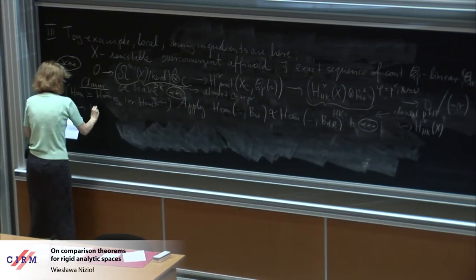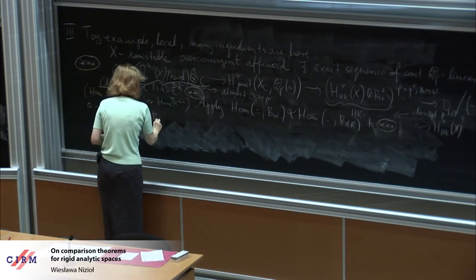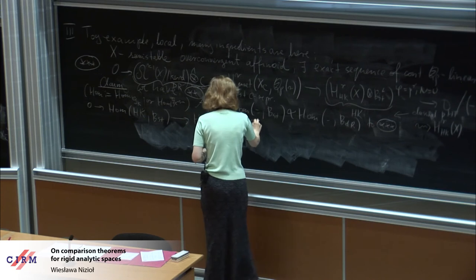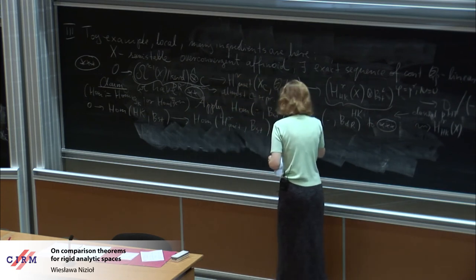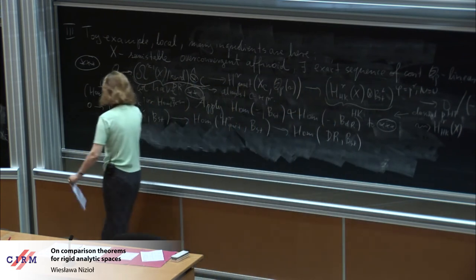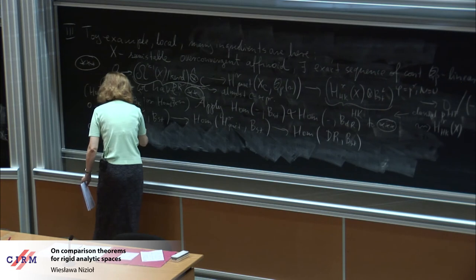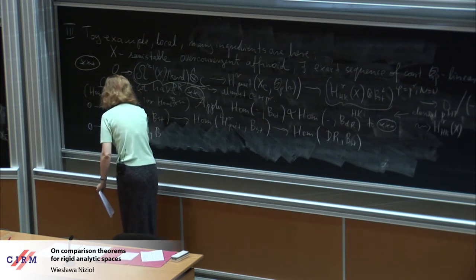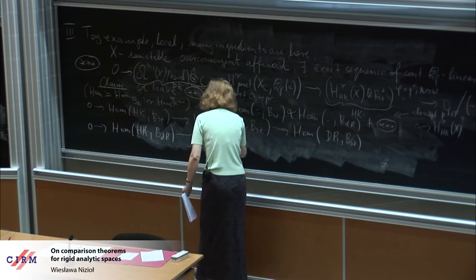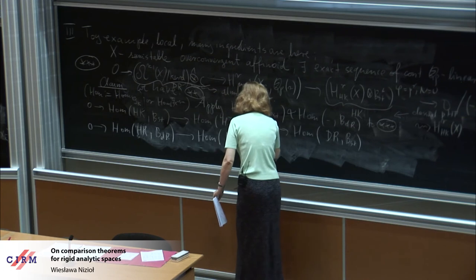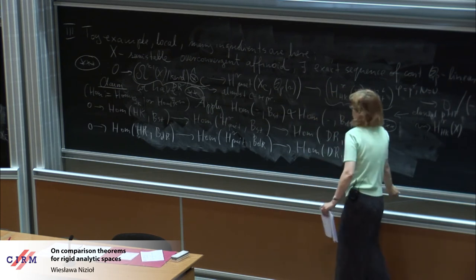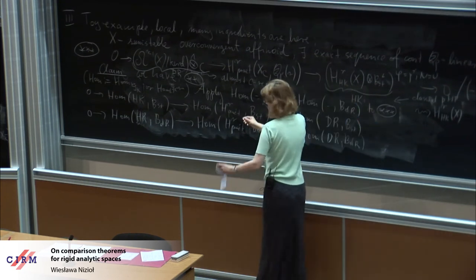We get Hom from the Hyodo-Kato part to B_ST. Then we get a Hom from the pro-étale part into B_ST, and then we get a Hom from the de Rham part into B_ST. You don't know it's surjective, and then we get the same with de Rham. So we get Hyodo-Kato to B_dR, pro-étale B_dR, and then we get Hom de Rham B_dR. Okay. So we want to show, let me write what we want to show.